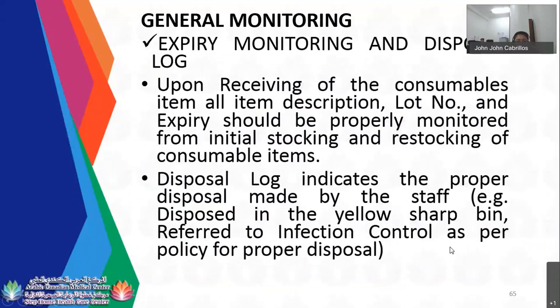So expiry monitoring and disposal. So upon receiving of the consumables items, all item description, lot number, and expiry should be properly monitored from initial stocking in and restocking of consumable items. So disposal, if ever there are items that are expired, you need to dispose it properly. So it's either what's the company protocols and policy with the disposal of your expired items. So that disposal may be disposed in yellow sharp bin, referred to infection control as per policy for proper disposal. Or it will be discarded in yellow plastic bin and it will be labeled with expired consumables or expired items.